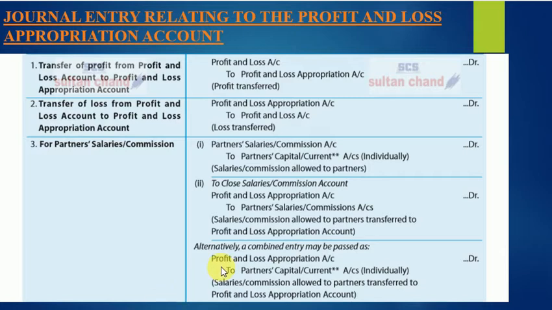Here is an alternative combined entry which is written here, but we are skipping it because we are not going through the alternative entry. It is actually the product of the first and second entry. So we will be following the first and second entry. We are not going to follow the alternative entry for the moment. When we are done with the topic, we will discuss it later on. So this was point number 3 for partner salary and commission.